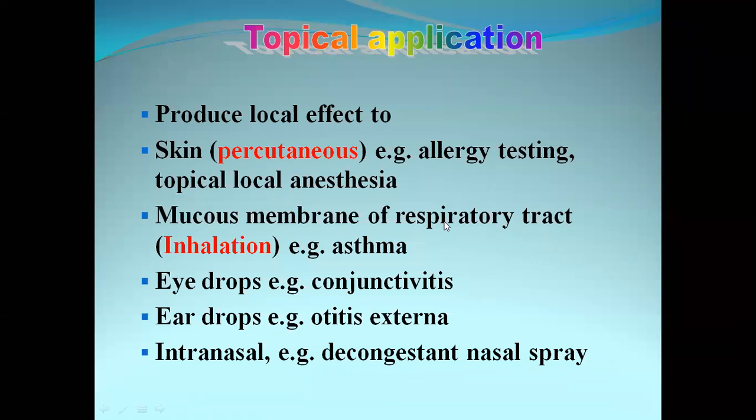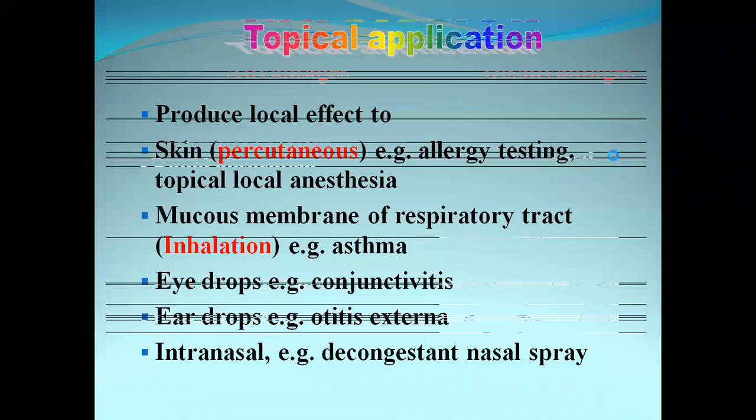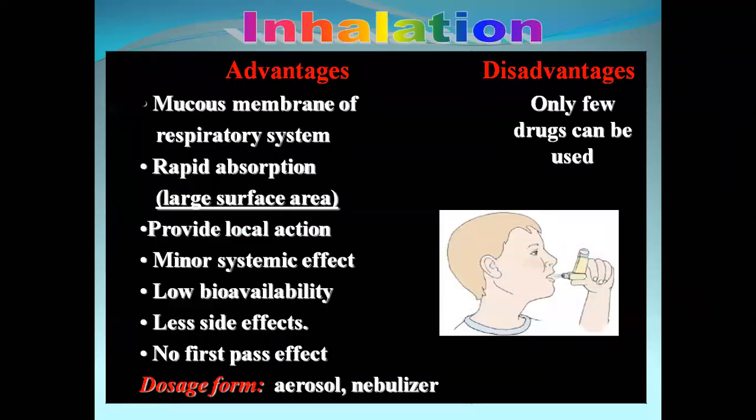Next are eye drops, especially for conjunctivitis, and ear drops, which produce only a local effect in the ear, for example in otitis externa, and intranasal drops for decongestion, to relieve congestion in the nose. The advantage of the inhalational route is that the mucous membrane of the respiratory system is the site where absorption occurs. Rapid absorption is seen because of the large surface area, mainly providing local action. Minor systemic effect will be seen, and low bioavailability of the drug.